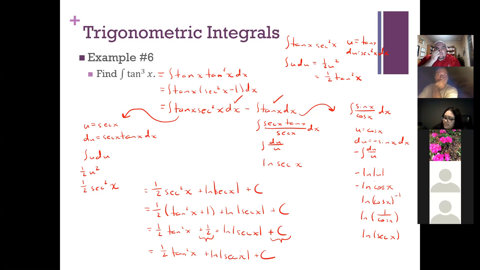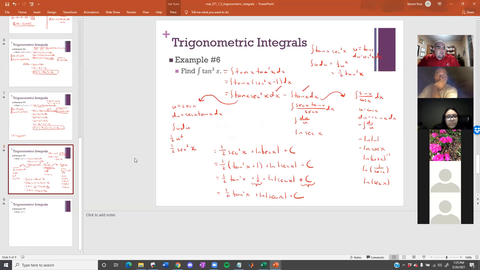Any more questions about example 6 here? All right. We had one more example, but this section's run a little bit long, and the last one's very similar to this one. So I'm going to go ahead and leave it. We've been at this for about 1 hour, 15 minutes.